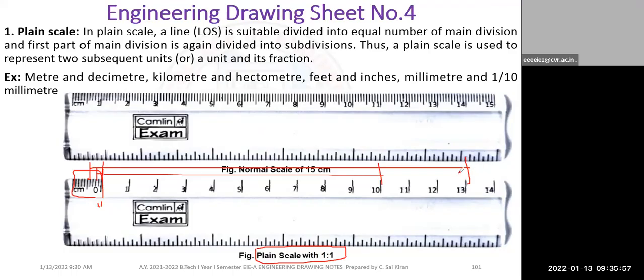If in case I want to measure 15 centimeters, the maximum distance I want to measure, then what I do is I will highlight the 14 from this side. So this is the 14 centimeters, 0 to 14. I will highlight my 14 centimeters, and here I will highlight my 10 mm. 10 mm equals 1 centimeter. So this 1 centimeter plus 14 centimeters, total becomes 15 centimeters. So that is what we do in the plane scale.